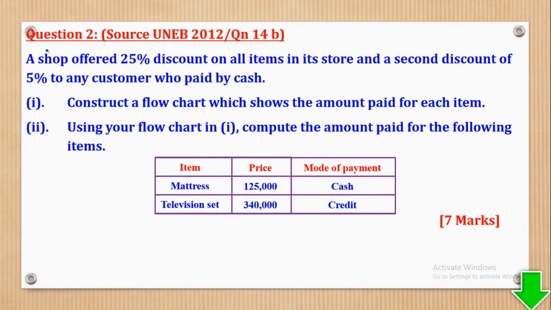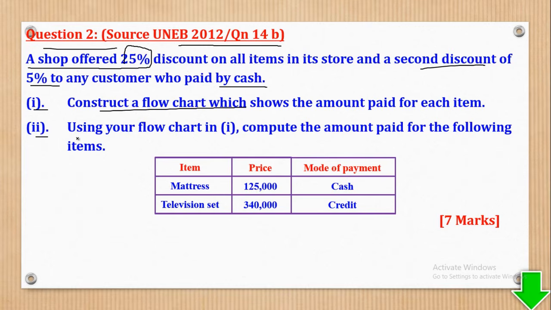So that was question 1. Now we shall go to question 2. Question 2 came from UNEB 2012, paper 2, question 14b, and says, a shop offered 25% discount on all items in its store, and a second discount of 5% to any customer who paid by cash. Roman 1. Construct a flowchart which shows the amount paid for each item. Then Roman 2. Using your flowchart in Roman 1, compute the amount paid for the following items.